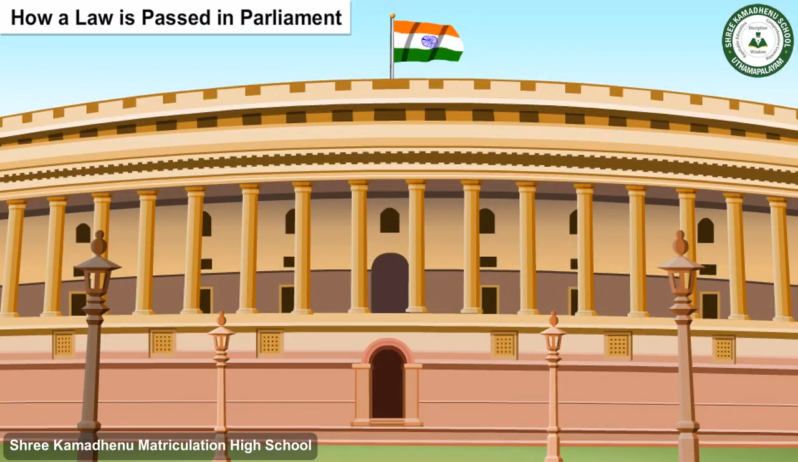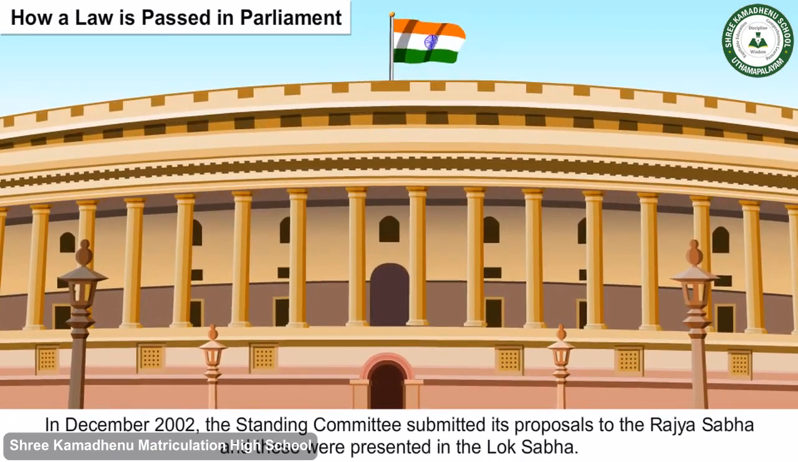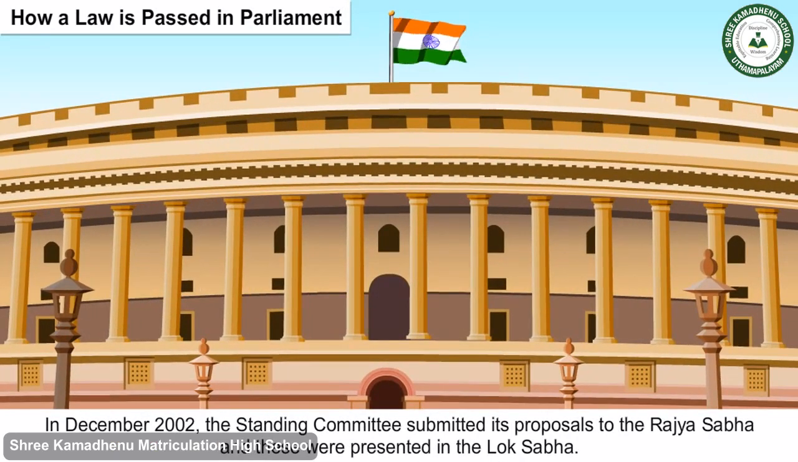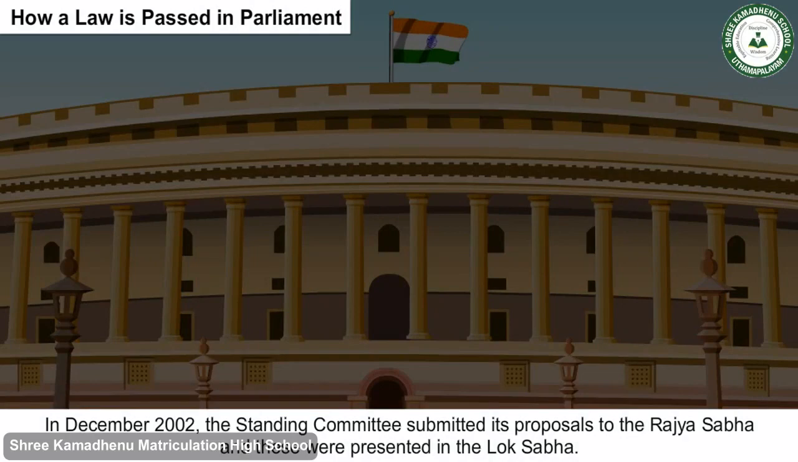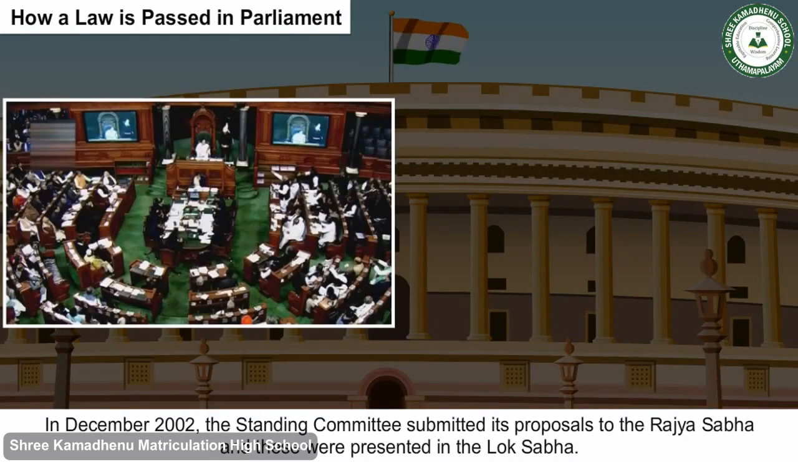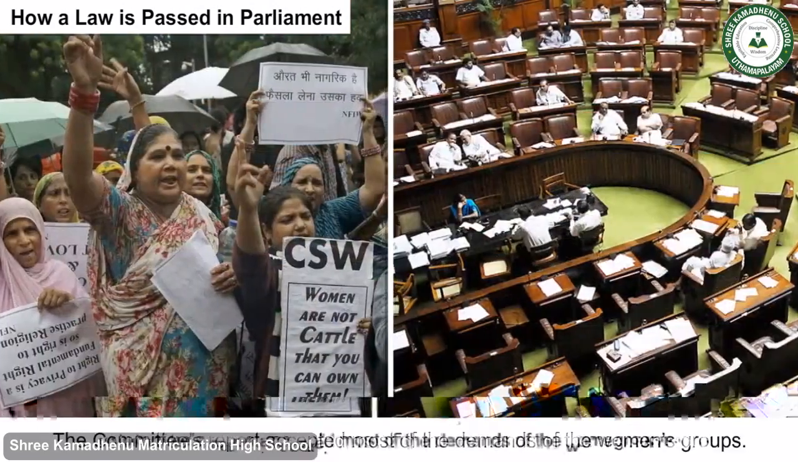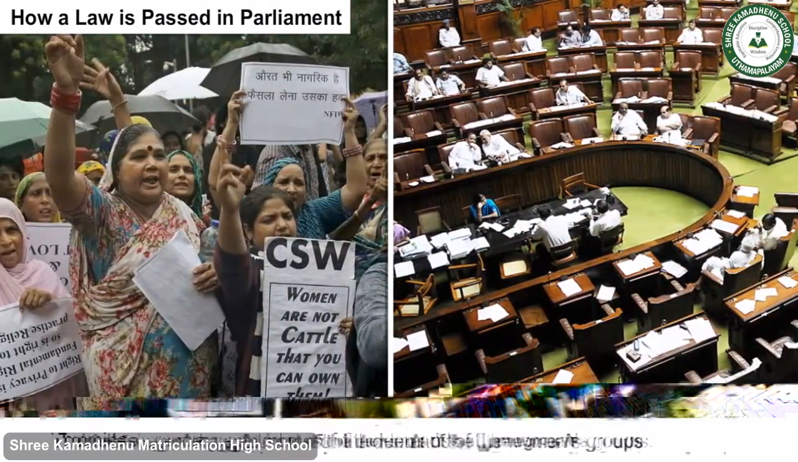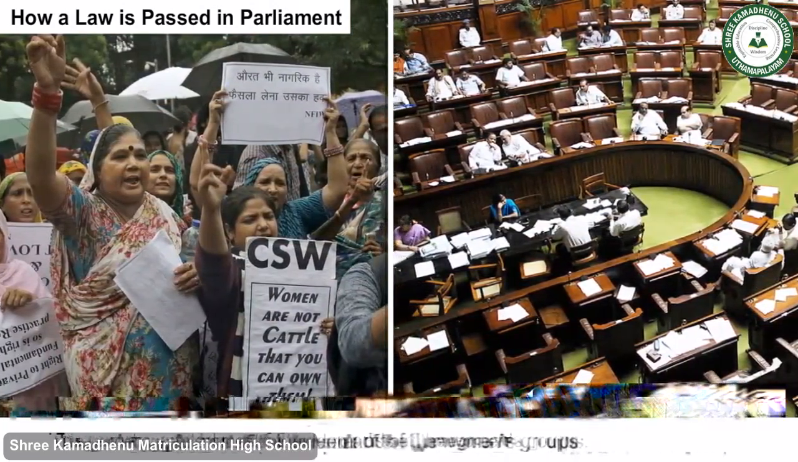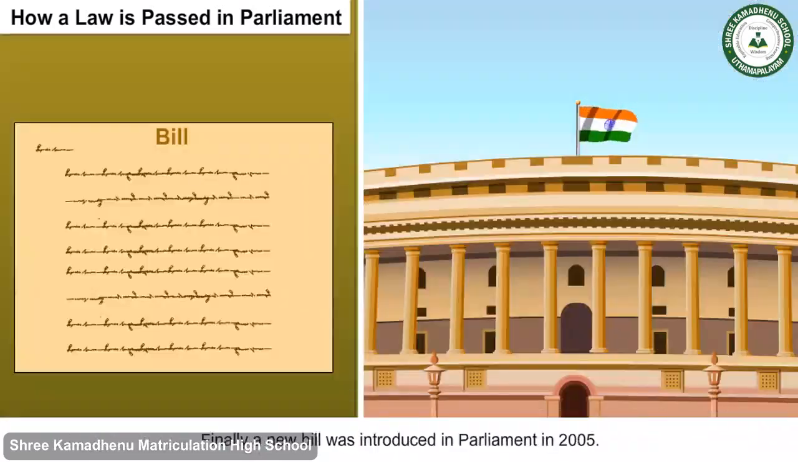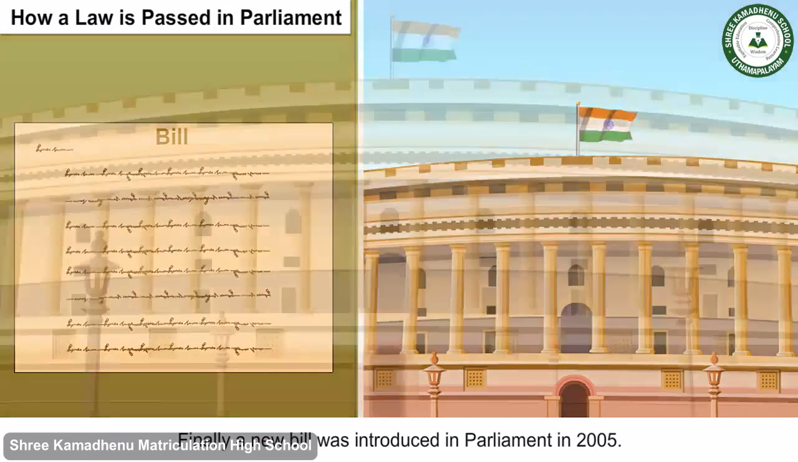How a law is passed in Parliament. In December 2002, the Standing Committee submitted its proposal to the Rajya Sabha, and these were presented in the Lok Sabha. The committee's report accepted most of the demands of the women's groups. Finally, a new bill was introduced in Parliament in 2005.